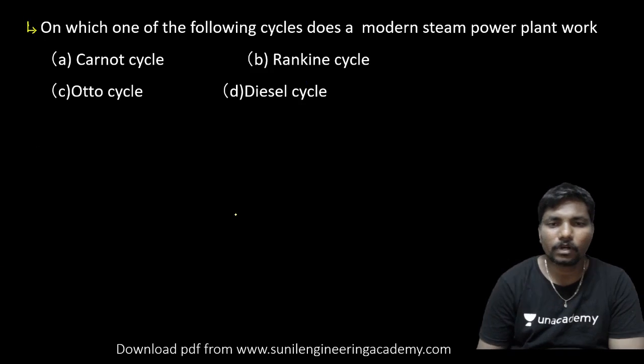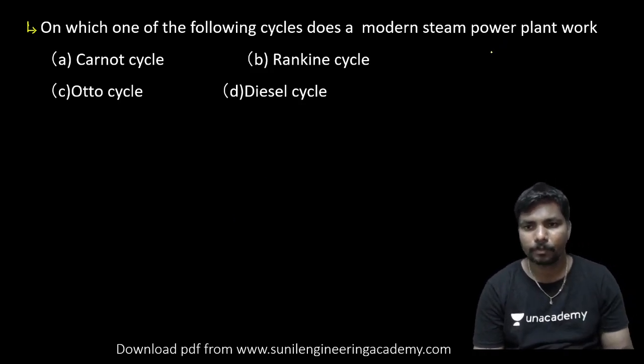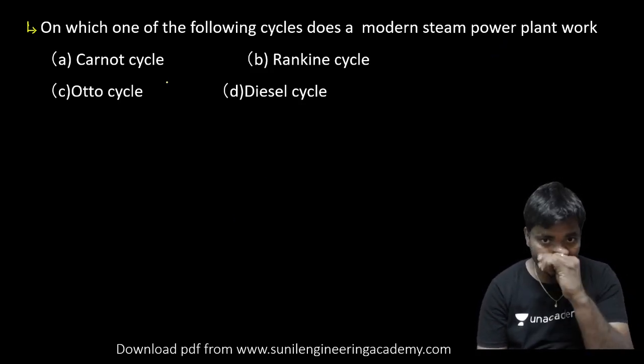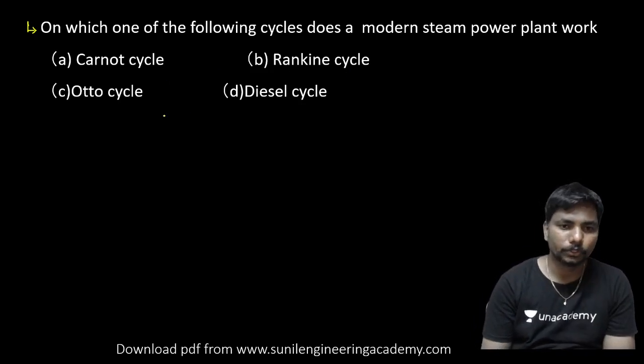On which of the following cycles does a modern steam power plant work? Carnot cycle, Rankine cycle, Otto cycle and diesel cycle. Here the answer is Rankine cycle.